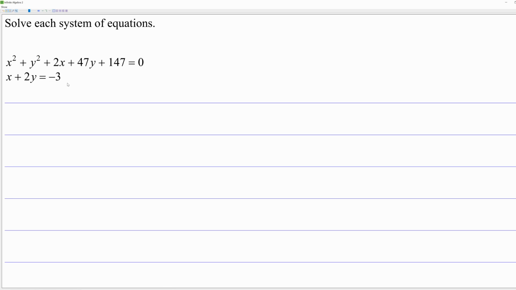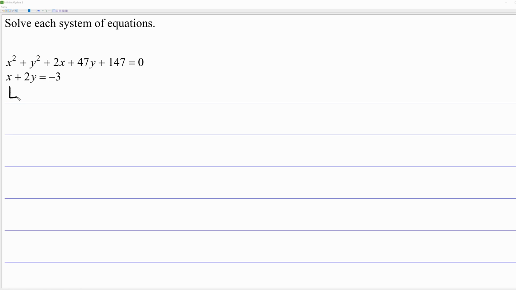So we're looking for where a line and a circle intersect each other. So this is very much a geometry problem. But it's also an algebra problem because we're going to solve the system using the substitution method that you learned in Algebra 1. So the first step in the substitution method is to solve one of the equations for one of the variables. It does not matter which.